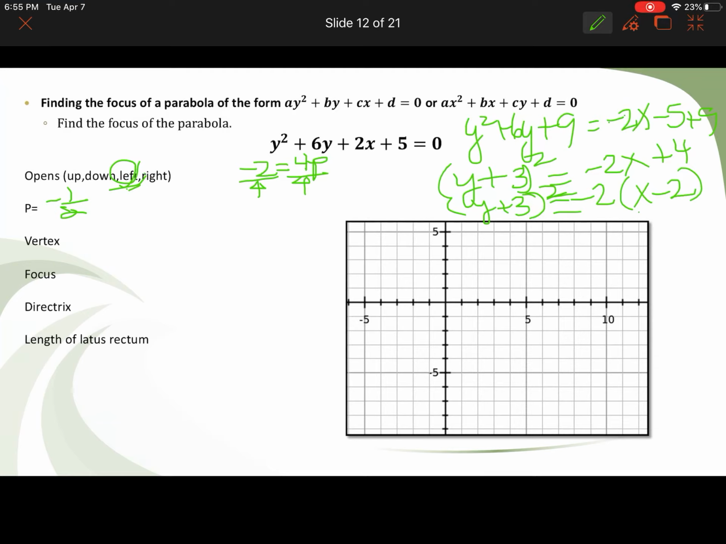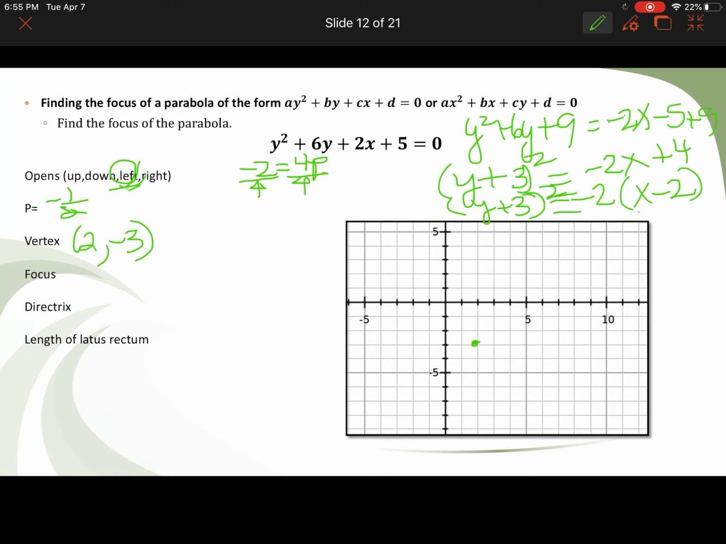So the vertex is at the shift, right? So x minus 2 means that the vertex, x part is at 2, and y plus 3 means the y part is at negative 3. So I've got 2, negative 3. There's my vertex.